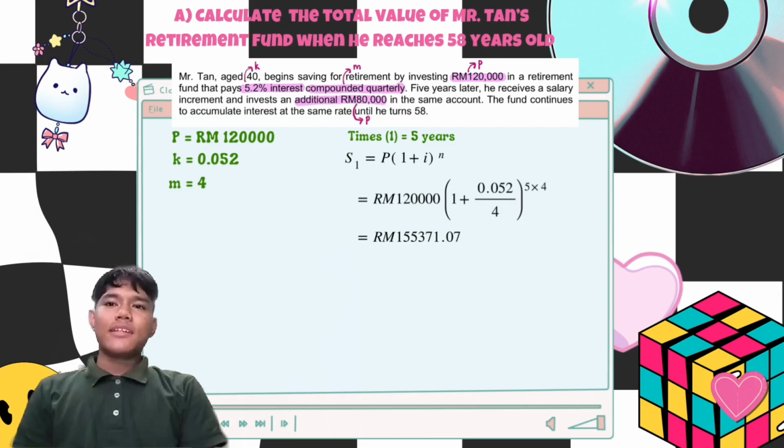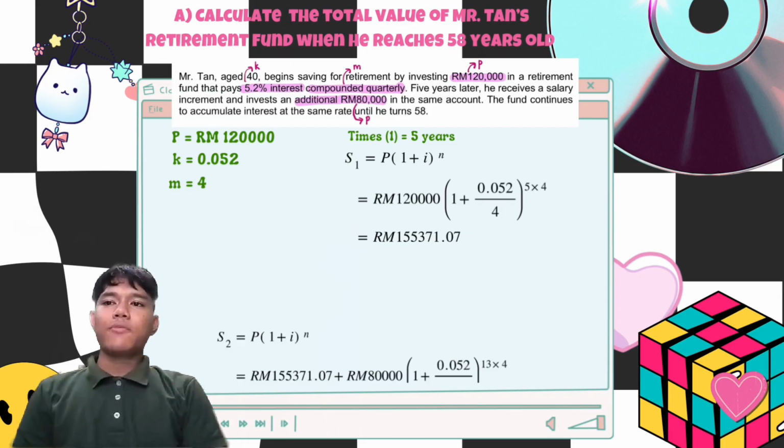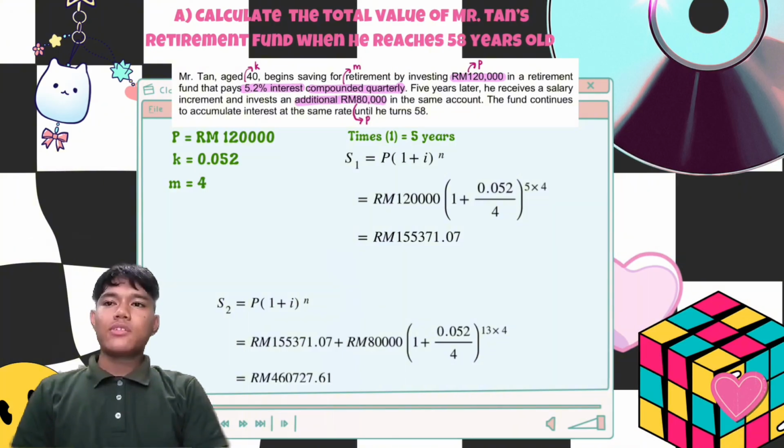After that, Mr. Tan adds an additional 80,000 to his account. So the new P is 155,371.07 plus 80,000, and the r and m will be the same, and t will change to 13 because we are counting until he reaches 58 years. After calculation, we will get the answer RM460,727.61.